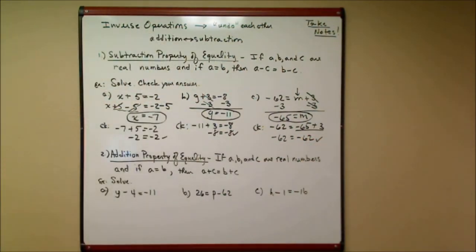Now, if your check doesn't give you the same number on both sides, that probably means you made a mistake either with the check, or more likely, you have the wrong answer. Go back and try the problem again. I've seen students get the wrong answer, substitute it in, get the check wrong, and then just change the check at the bottom and write -62 equals -62, even though that's not what they got.